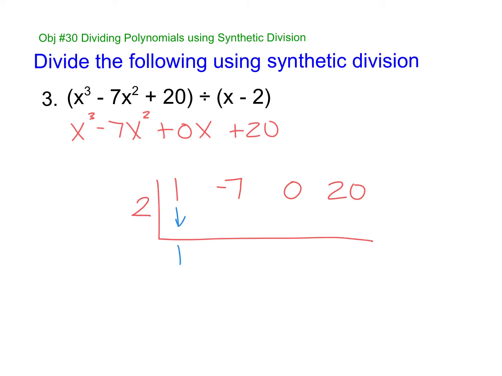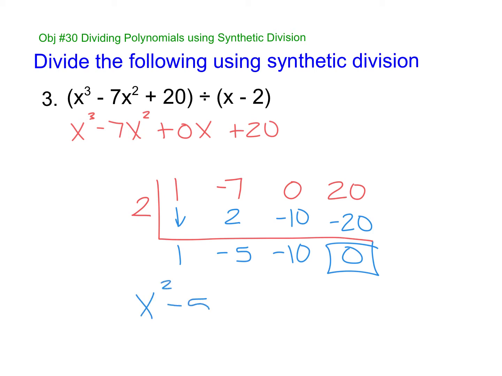All right, so bring my 1 down. 2 times 1 is 2. Combine down. 2 times negative 5 is negative 10. Combine down. Negative 20. Combine down. Again, no remainder for that one. We're going from x cubed down to x squared, so we get 1x squared minus 5x minus 10. Done.